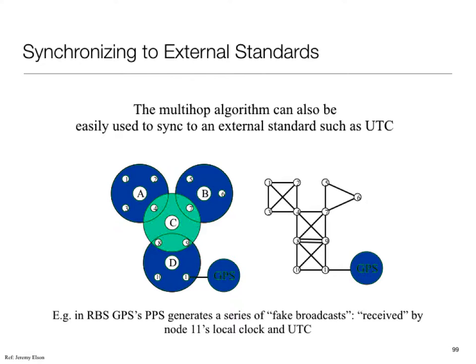So let's look at nodes 5 and 6. 5 and 6 have a direct measurement. Let's say they measure the offset to be 0.1 second, that 6 is 0.1 second ahead of 5. But they have an additional constraint also, 5 through 7 through 6, right? So the offset from 5 to 7 plus the offset from 7 to 6 should ideally be the same as the offset on the 5-6 link directly, right? So how do we combine this?